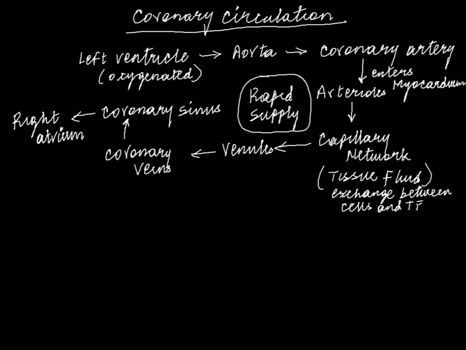It's a very short circulation which rapidly supplies oxygenated blood to your heart, which is why your cardiac muscles don't tire as easily as any other muscles in your body would, as easily as your skeletal muscles would, because it's receiving a very quick supply of oxygenated blood so that the cardiac muscles don't respire anaerobically.